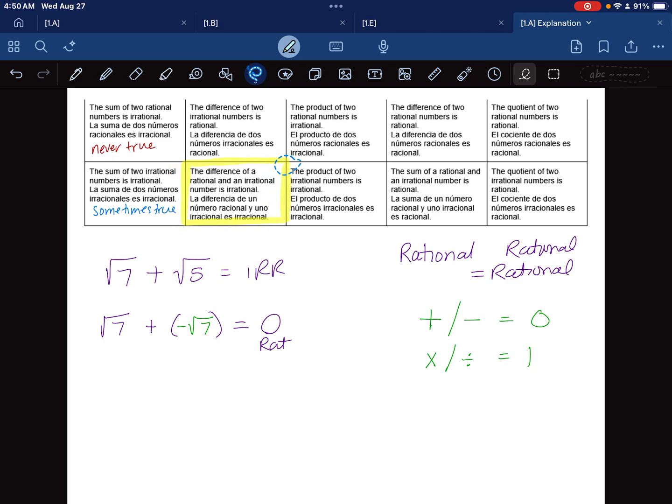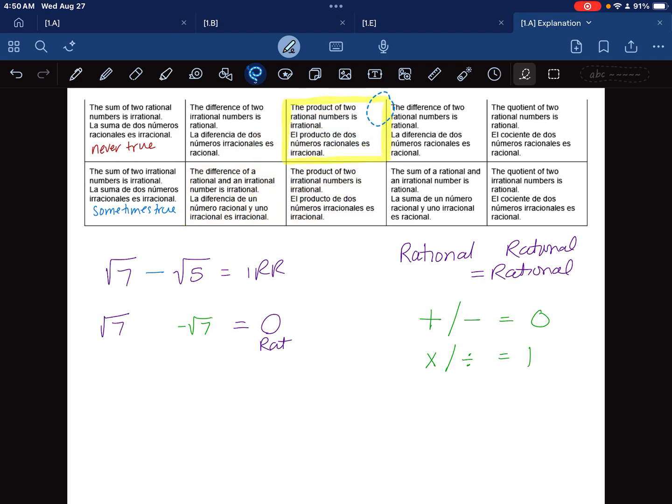This difference situation will also be sometimes true. Because if I change this to a minus, it's still irrational. And if I take this out of the parentheses, and now it's a minus again, root 7 minus root 7 is also rational. So that's why this other one is sometimes true.